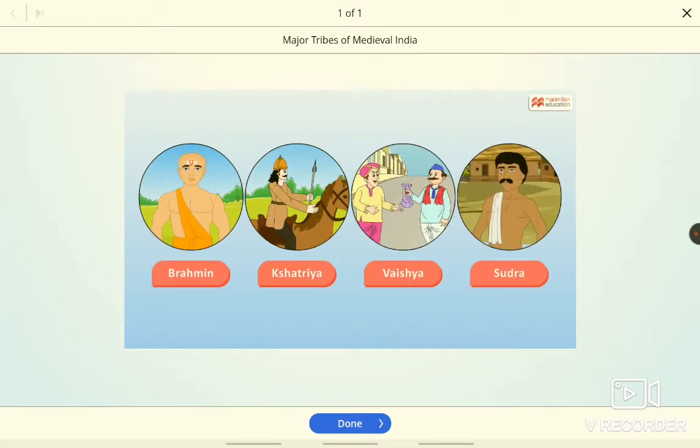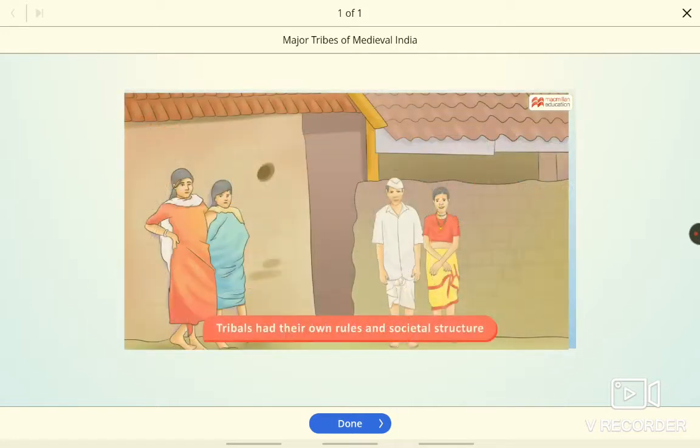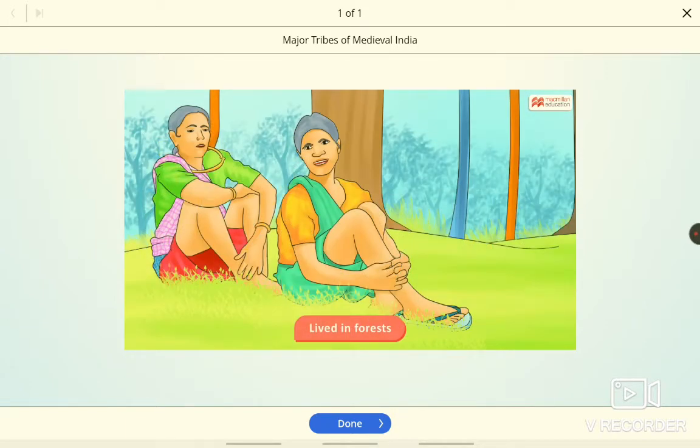We know that in ancient times, many people followed the Varna or the caste system. However, there were many who didn't follow. There were the various tribals and the nomads. Even though the tribals didn't follow the caste system, they had their own rules and structure in society. They remained close-knit because of their strong ties of family and their customs and beliefs. In the medieval times, they lived mainly in jungles and considered others outsiders.